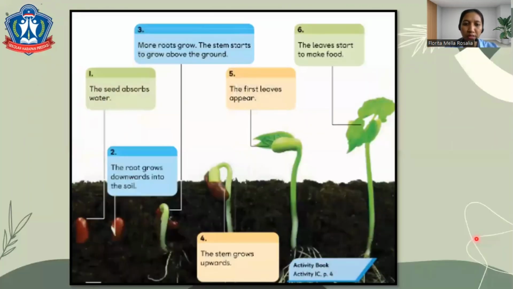Can you take a look at this diagram? It shows the whole process of germination. The first one, the seed absorbs water, and then the root grows downwards into the soil, and after that more roots grow, and the stem starts to grow above the ground. And then the stem grows upwards here, and the first leaves appear, and then the leaves start to make the food. That's all for the whole process.